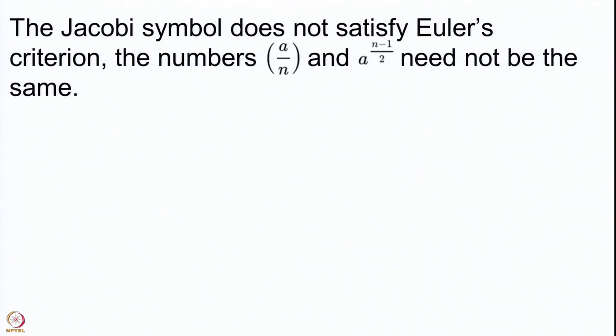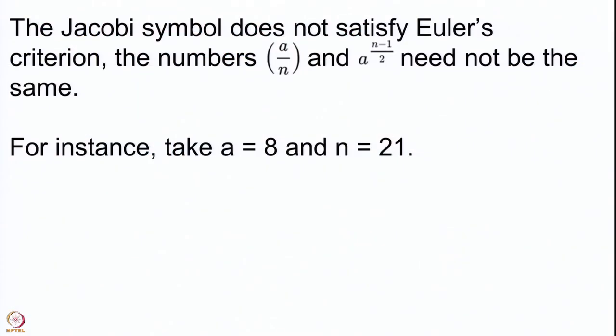Of course, we see here that a by n has the value 0, 1 or minus 1, and a power something is going to be much bigger if a is positive, or it will be on the negative side if a is negative. So we cannot hope these numbers to be the same, but these are not even the same modulo the number n. For instance, you may take a to be 8 and n to be 21, and you can check that these two numbers, 8 by 21 and 8 power 21 minus 1 by 2, which is 8 power 10, are not the same modulo 21. So this is a failure of Euler's criterion in general for the Jacobi symbol.